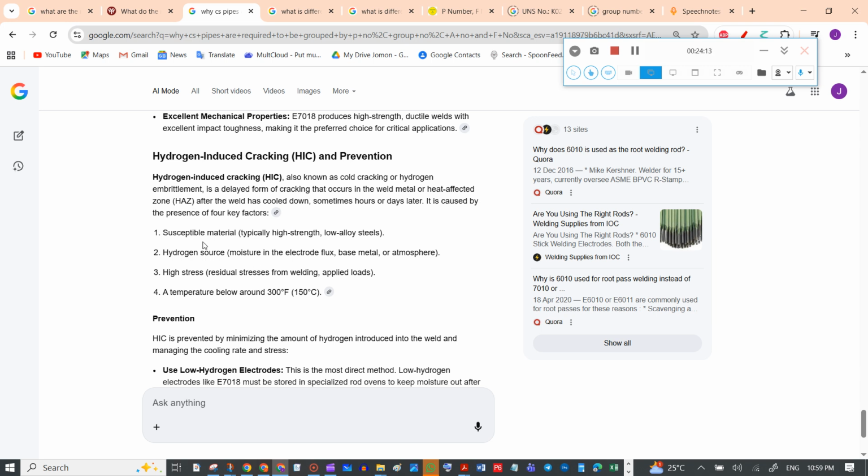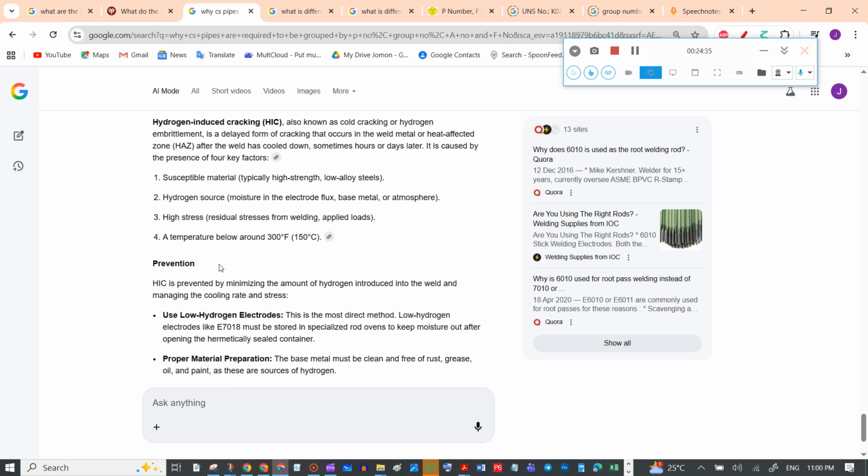It is caused by key factors. A susceptible material like high strength low alloy steels. A hydrogen source, which is moisture in the electrode flux, base material or atmosphere. High stress, residual stress from the welding or applied loads. And a temperature below 300 Fahrenheit, that is 150 degrees Celsius. All these four factors contribute to hydrogen-induced cracking.